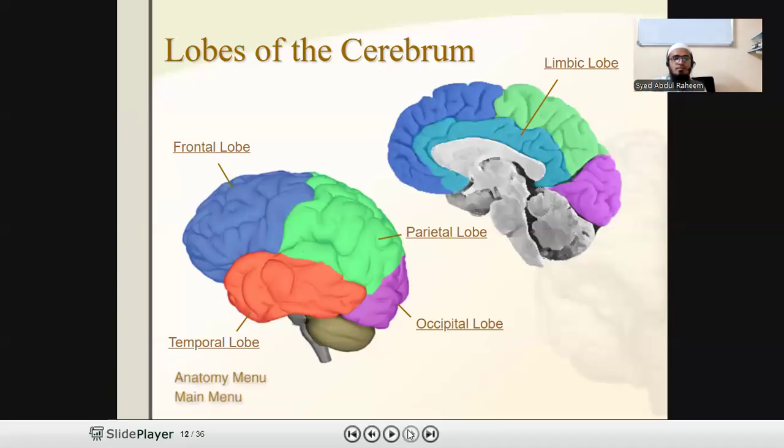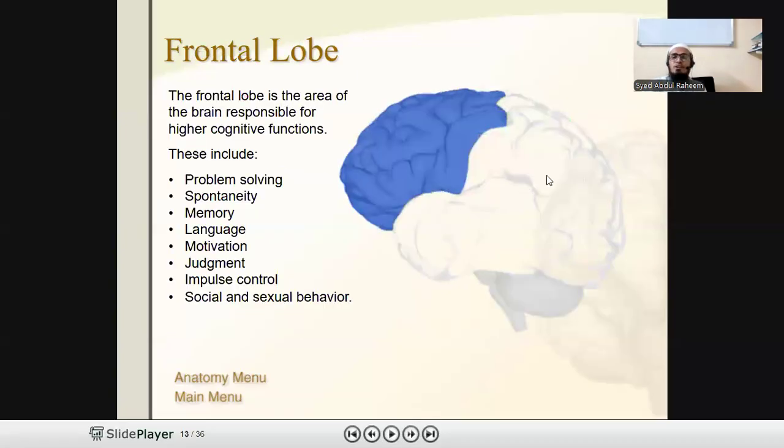We will discuss the function of the frontal lobe. This is for problem solving. You have memory, short-term memory. It is helpful for languages. Motivation, judgment, social and sexual behavior, everything you can control or do with the function of the frontal lobe.